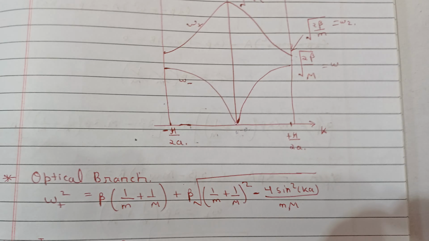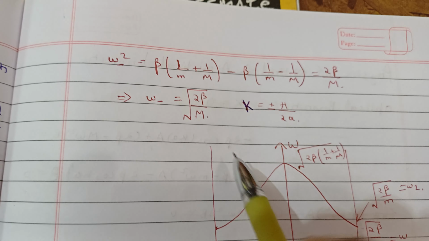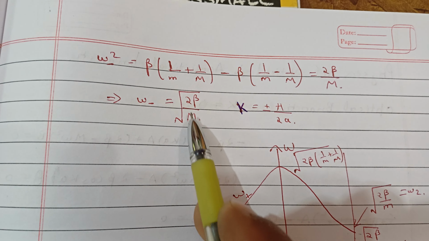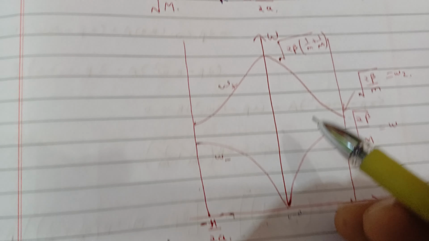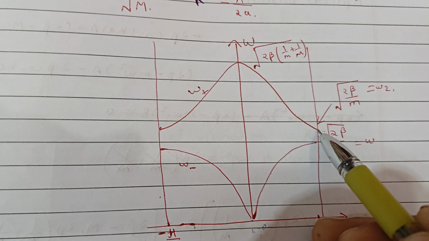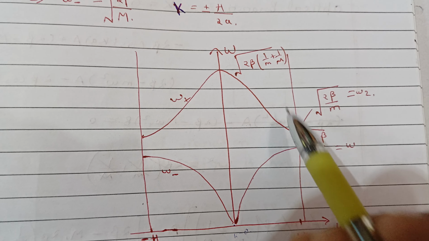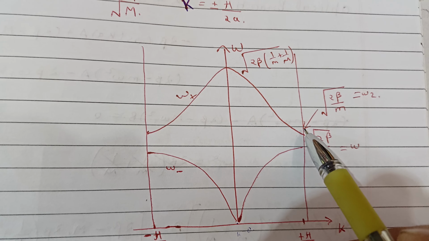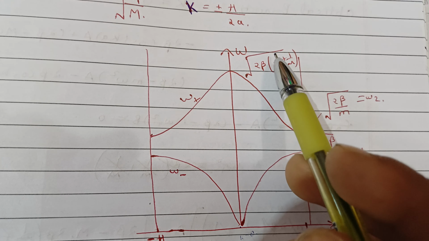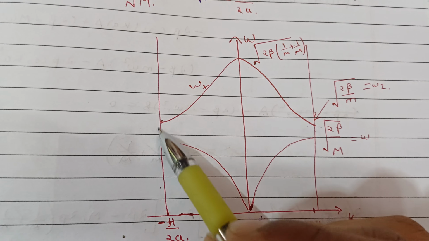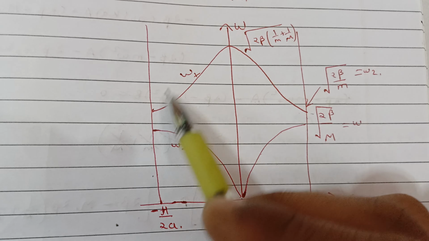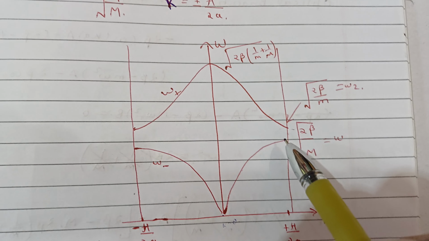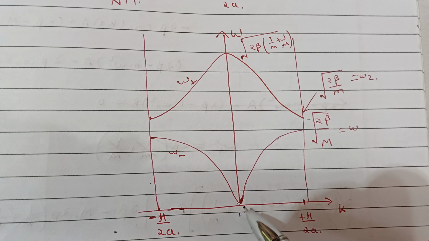Omega plus will be, yes. So for the acoustical branch it was capital M downside, so it will be small as compared to root 2 beta m, because here m is small. So we are just getting some higher value here, but it is its minimum value for the optical branch, and maximum value is 2 beta (1/m + 1/M), and it will be the same here also, the 2 beta by small m. So we'll get this type of curve for the optical branch, and for the acoustical branch we'll get this type of curve.